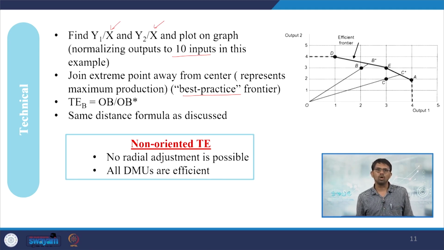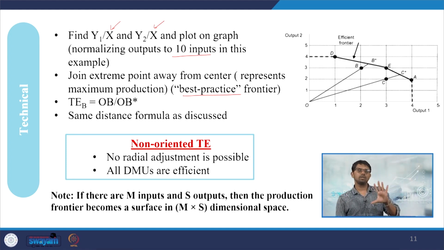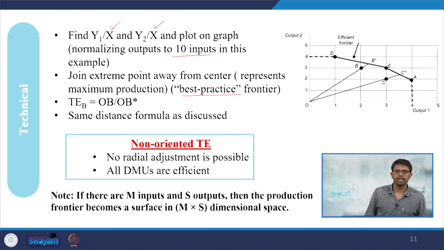The third one is called non-oriented technical efficiency, where no radial adjustment is possible. It might be due to all DMUs already working efficiently. Okay, so non-radial, non-oriented technical efficiency can be measured where no adjustment is actually required or possible. And this kind of understanding can also be extended to the nth level.